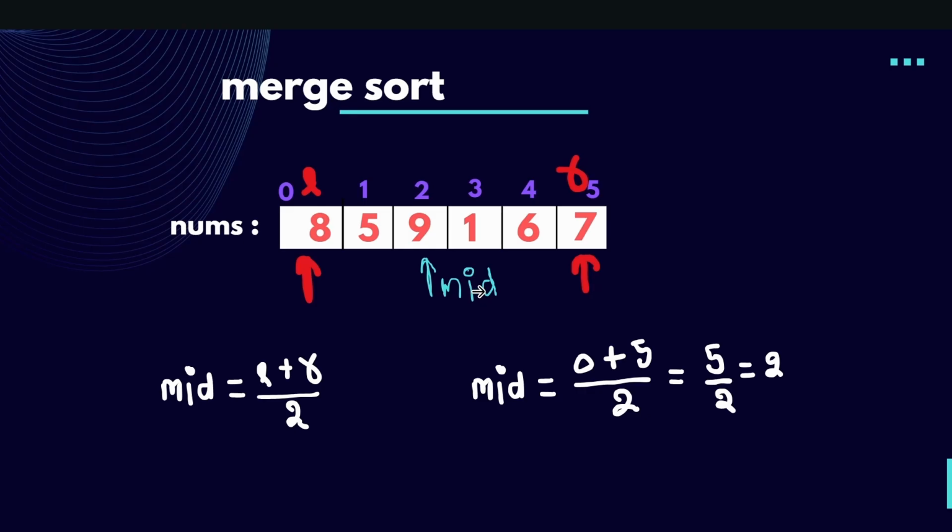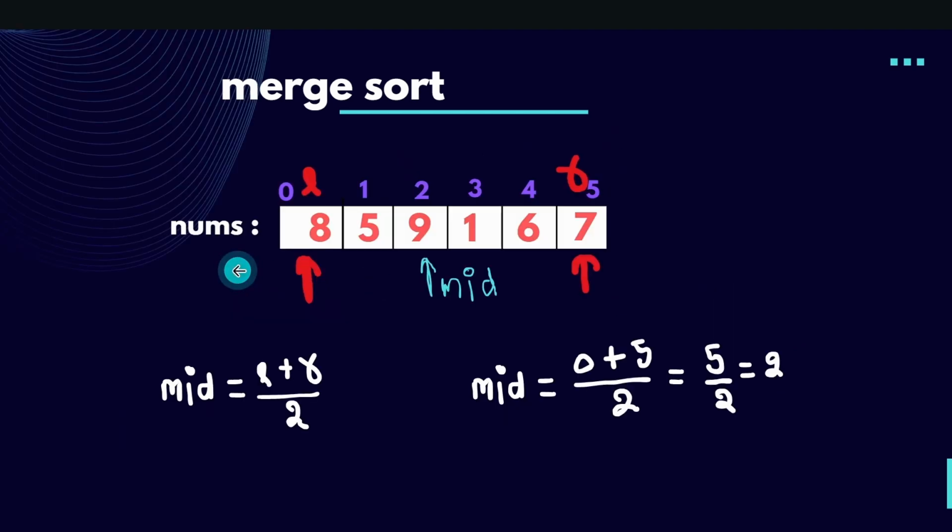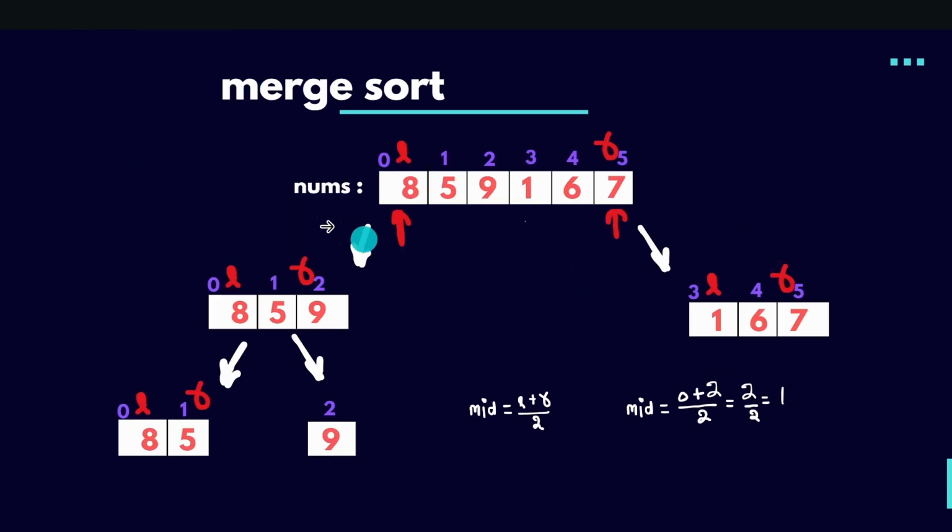Now you have to start dividing. First of all, how will you divide? Up to this position, and after this position, this is the way you divide. Because based on the mid position, as mid is in the second position, up to that we have to divide one part, and after mid we have to divide another part. I hope you understood how to divide these two parts.